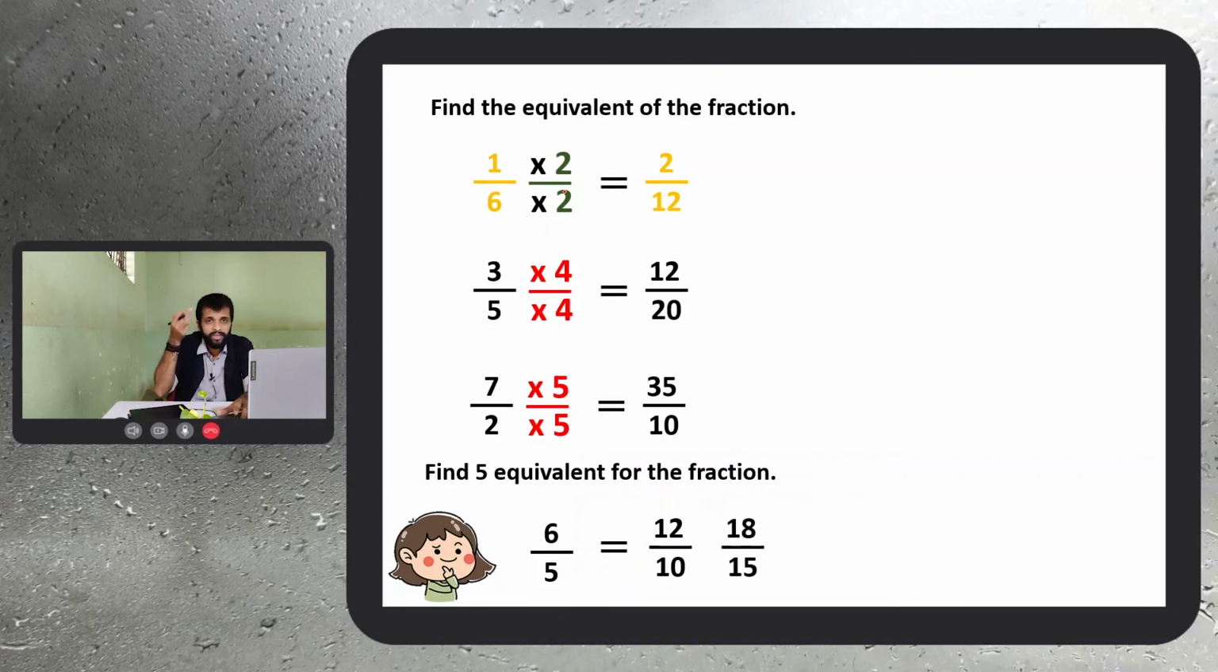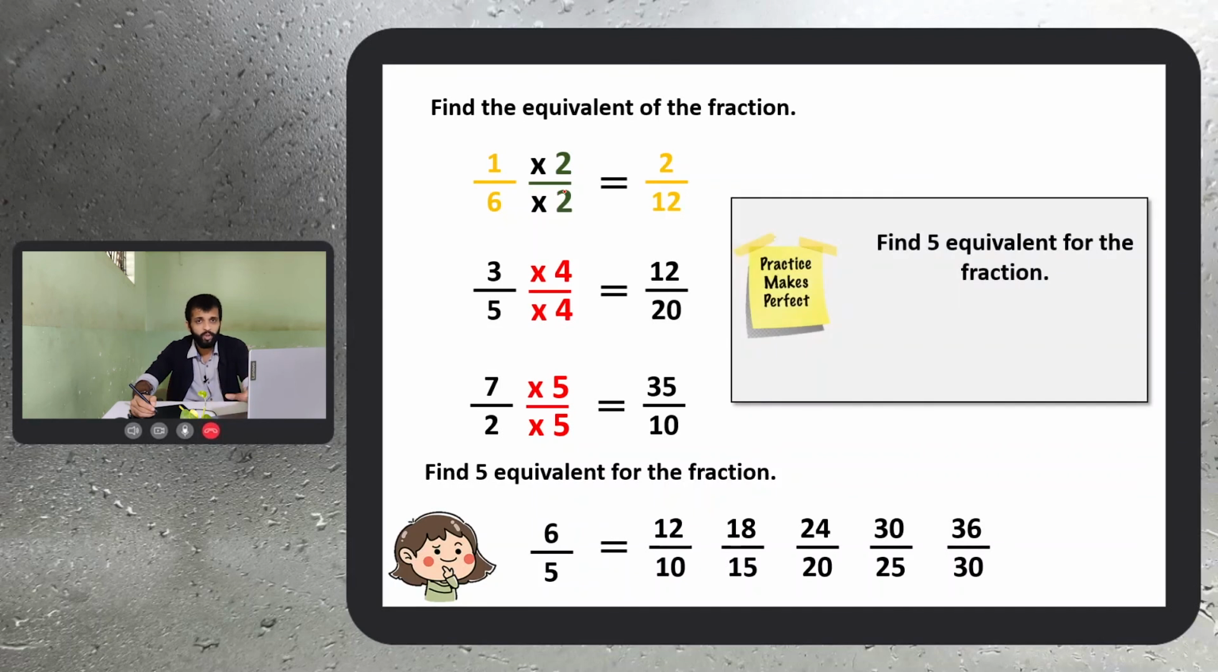So I thought of 3. 6 3s is 18, 5 3s is 15. So once you have decided one number in your mind, keep it the same in the numerator and denominator till you get one fraction. Next could be 24 upon 20 and 30 upon 25, and last would be 36 upon 30. So I'm just thinking of a number and multiplying it in the numerator as well as in the denominator. To do what? To find out equivalent fractions.